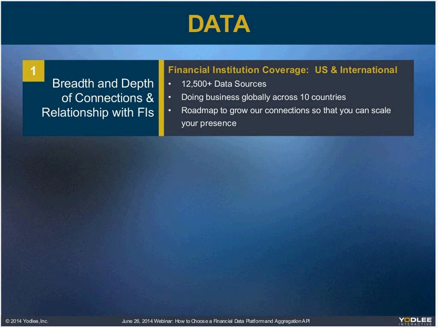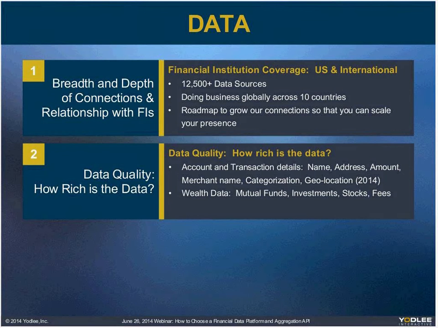The richness of the data, right, the data quality. A provider may have a connection with, let's say, U.S. Bank, Wells Fargo, USAA, but the question becomes, how rich is the data? What kind of data is the provider returning through the API from the banks?